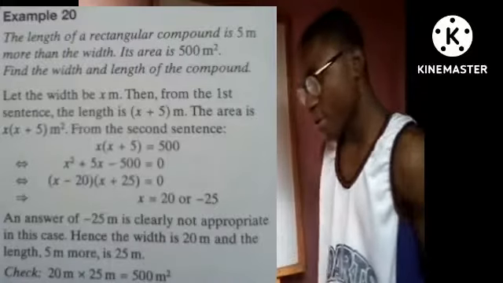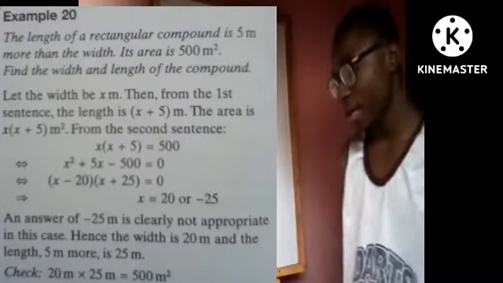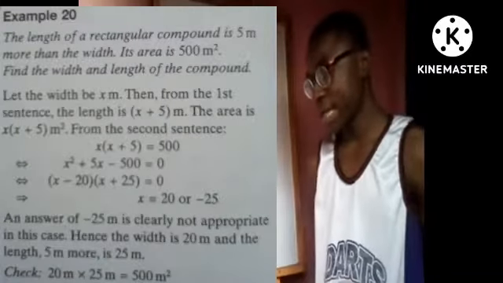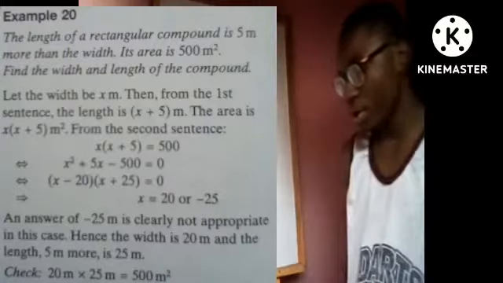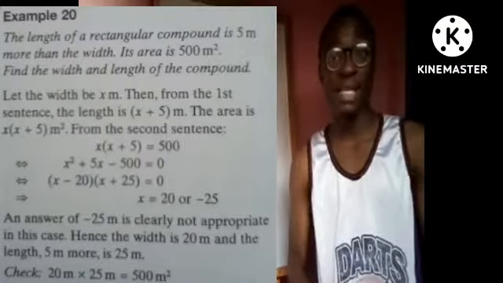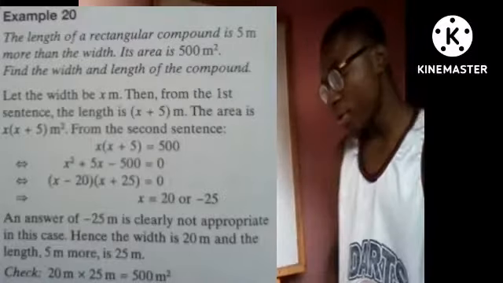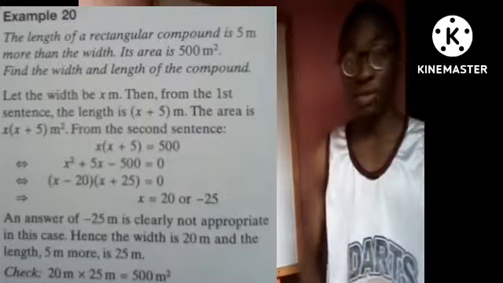When we solve the quadratic equation, we have (x minus 20)(x plus 25) equals 0. That means x equals 20 or x equals minus 25. Because you cannot have a negative length, minus 25 is an extraneous root. So your only valid root is 20, which means x, the width, is 20.